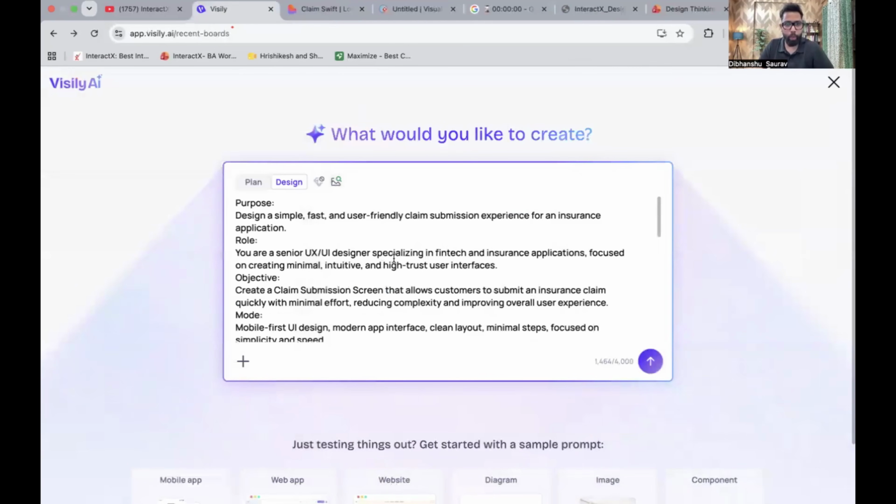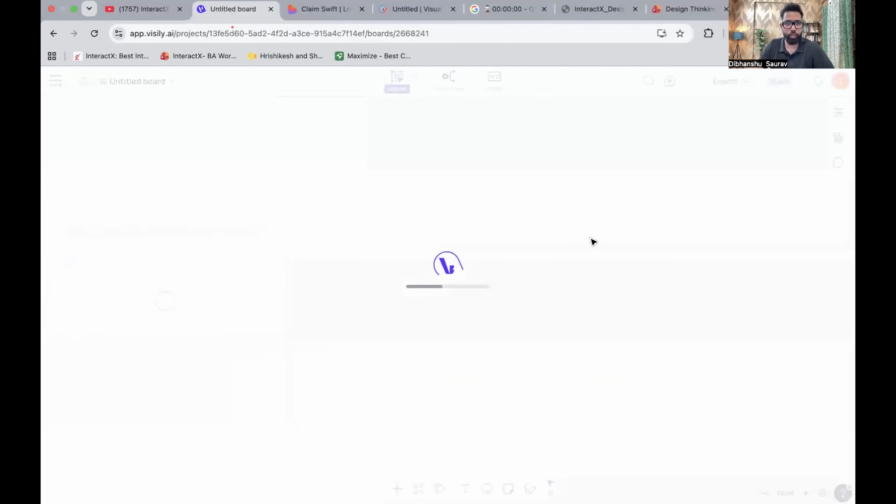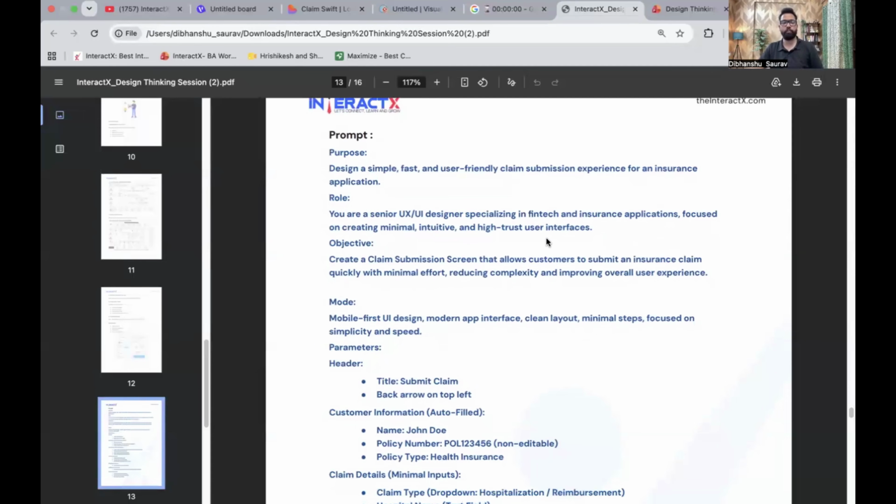Let's first copy this prompt into this Visily AI, and by the time it is generating, we'll go through the prompt that we're using. Prompt purpose: design a simple, fast, and user-friendly claim submission experience for an insurance application. Role: you are a senior UX and UI designer specializing in fintech and insurance applications, focused on creating minimal, intuitive, and high-trust user interfaces. Objective: create a claim submission screen that allows a customer to submit an insurance claim quickly with minimal effort, reducing complexity and improving overall user experience.